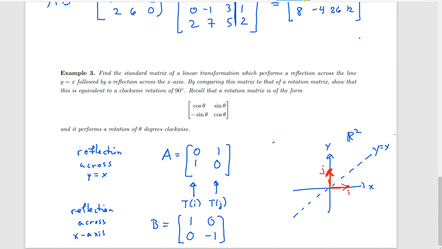Now, what do we want to do? Do we want to calculate A times B or B times A? What do we want to do first? We want to find the standard matrix of the linear transformation which performs a reflection across the line y equals x first. So we actually perform A first onto x, and after that, we perform B. So actually here we want to calculate, according to my notation, BA. So the matrix is going to be BA. We're going to have to multiply B with A to get that standard matrix.